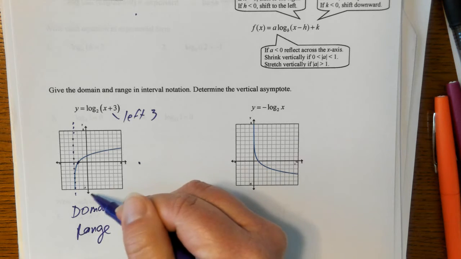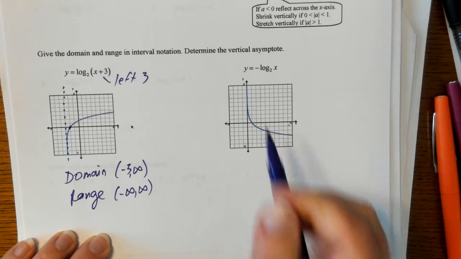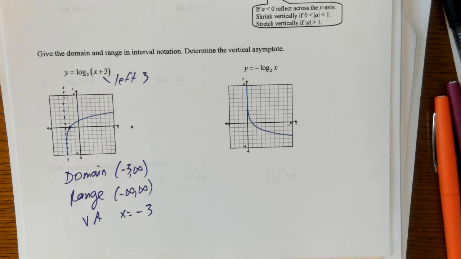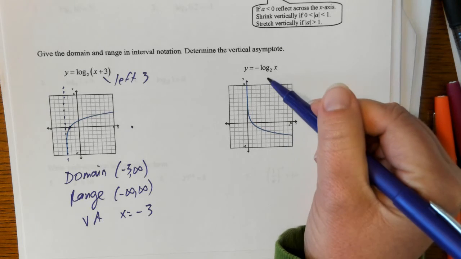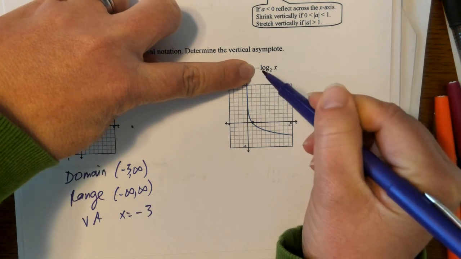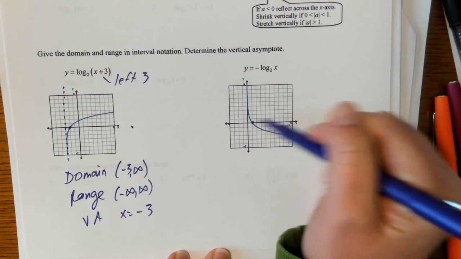The range is still -infinity up to +infinity. And then where is that vertical asymptote? That vertical asymptote is x equals -3. Okay? All right, this one. Notice it took our regular log base 2 of x function, and it flipped it vertically, not horizontally. The negative is not with the x, so it wasn't a horizontal reflection.